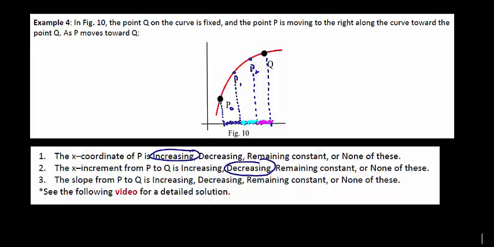The slope from P to Q. Well, initially the slope, and this is where it's nice to just draw these guys in. Okay, there's the initial slope. Here's the next slope. Here's the next slope. So the slope is also decreasing.